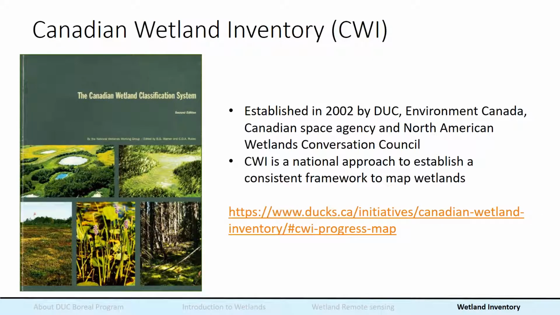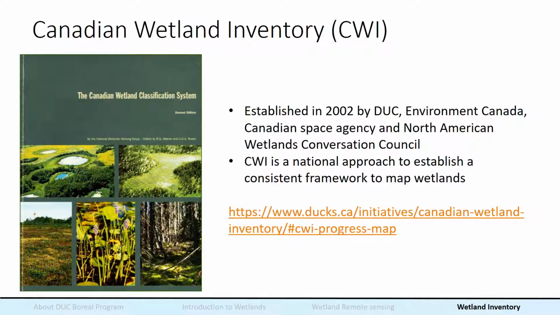So this is based on the Canadian Wetland Inventory. This was established in 2002 by Ducks Unlimited Canada, Environment Canada, the Canadian Space Agency, and North American Wetland Conservation Council. So the CWI is a national approach to establish a consistent framework to map the wetlands. We currently don't have an overall Canadian wetland inventory.